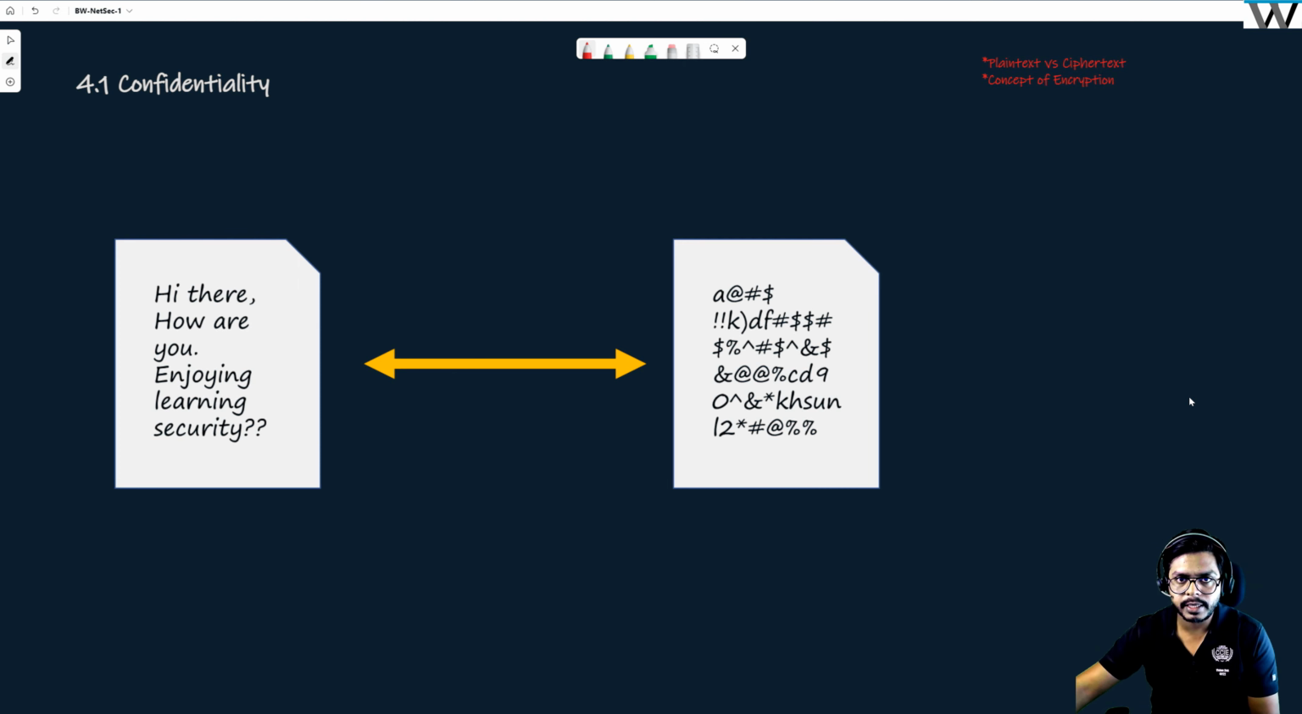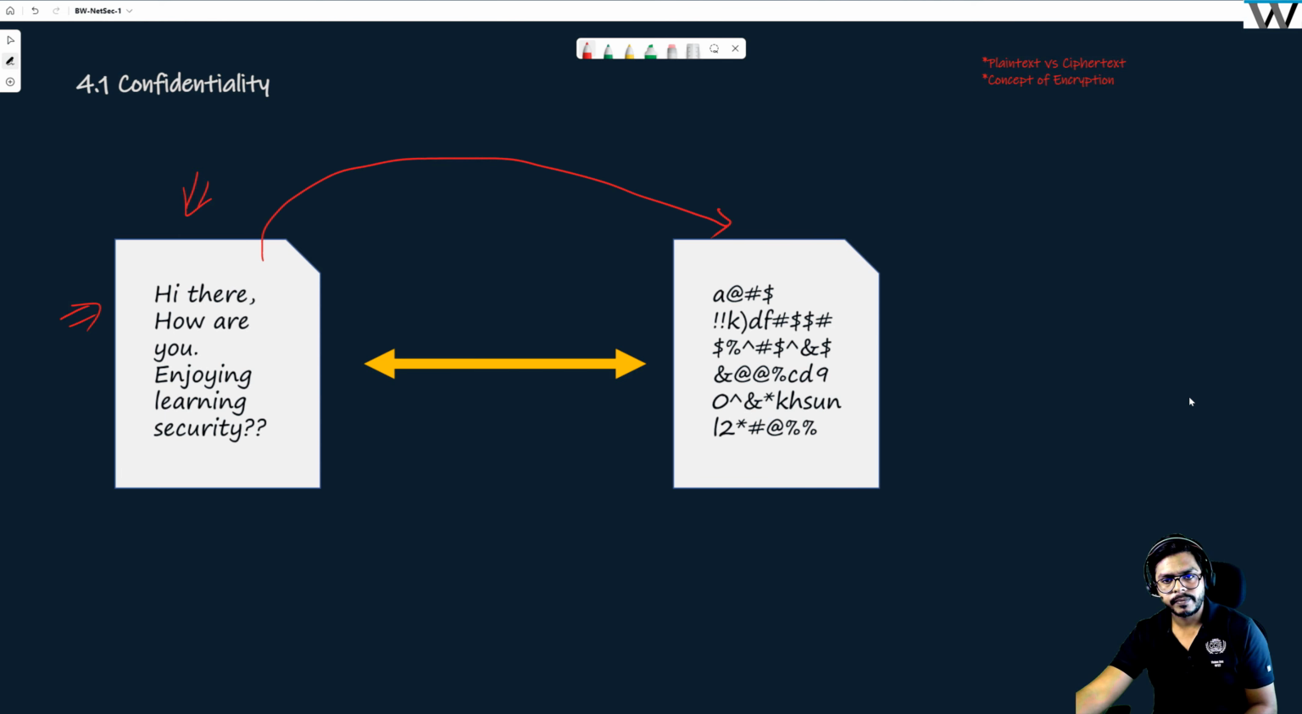So I have this diagram, this picture for you, where I have one file here which you can all read. What is the meaning of it? Because it's in plain English, you can read it. You all know English. How are you enjoying learning security? Absolutely, yes, right?